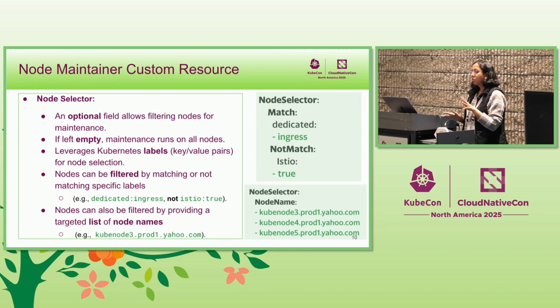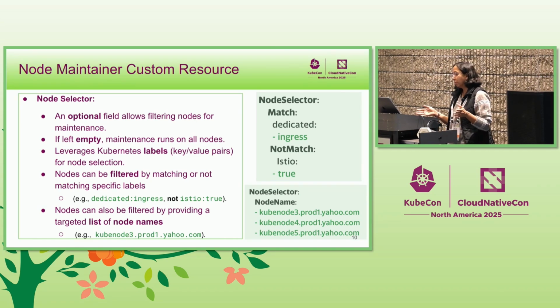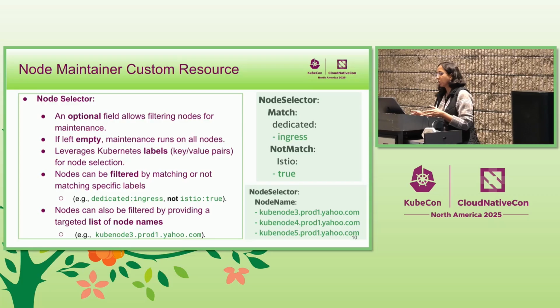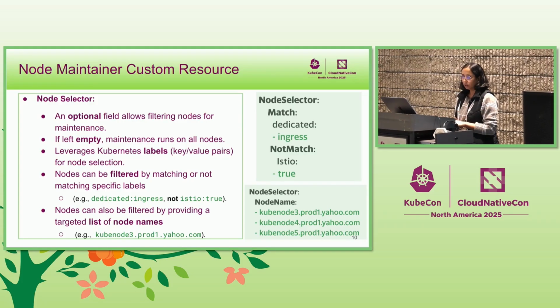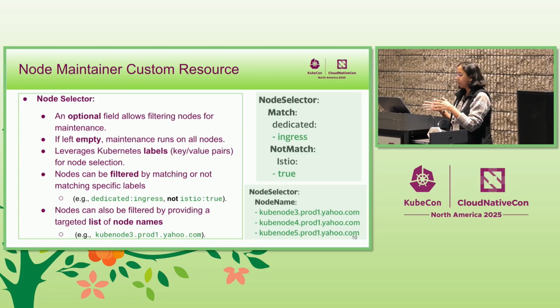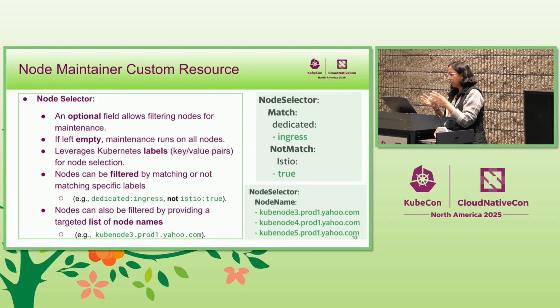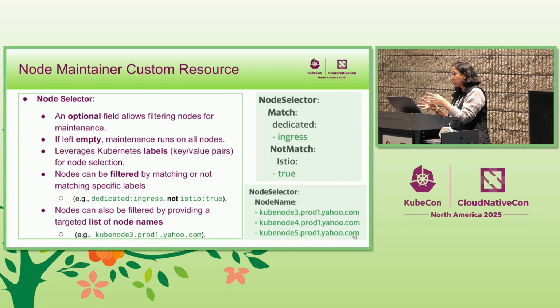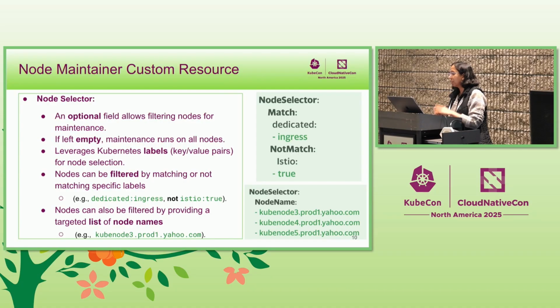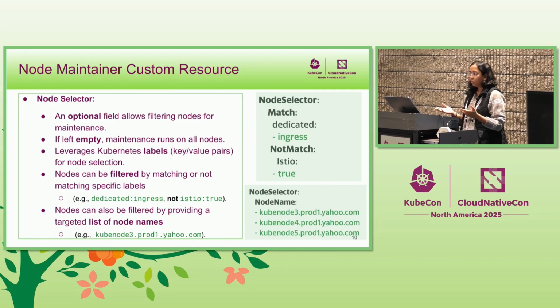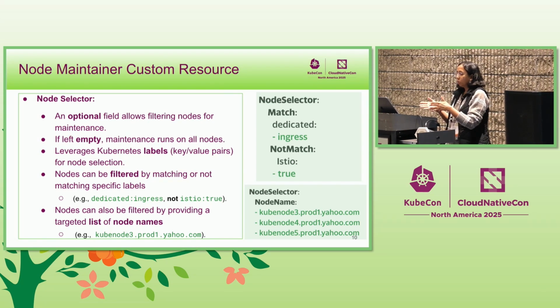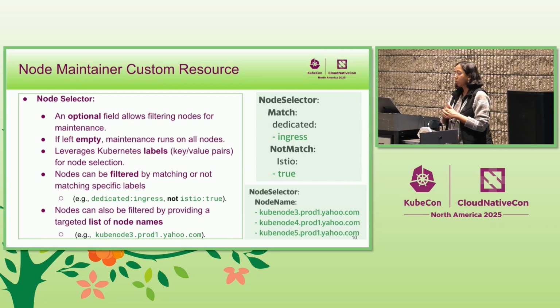In the case of node selector, like I mentioned, it's an optional field, but let's assume you want to perform a certain task on a specific set of nodes. There are two ways to do it. You can leverage the label mechanism here, where you can select the nodes with the label dedicated equal to ingress, where it is matching, but I don't want to select those nodes where the label stu equals true. So I can have different conditions to select the set of nodes on which I want to perform the maintenance. If you want to perform this on a specific host name, you can simply give the actual host name under the node name section.